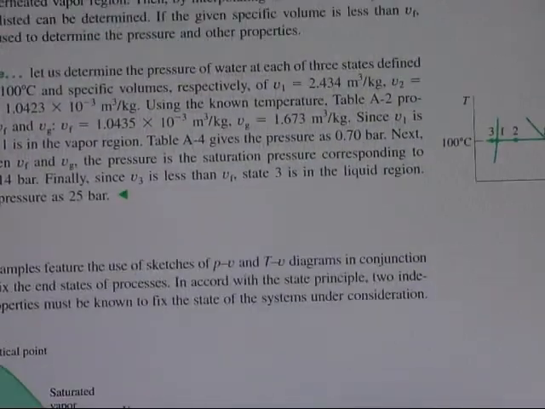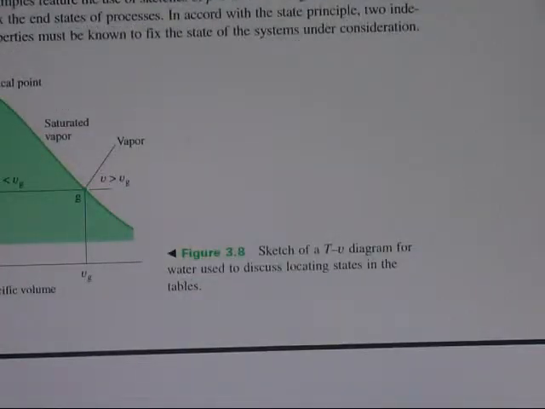So in this case, we can write down the equation. This is the specific volume, liquid state, critical point, and the vapor. So this is the temperature volume diagram for the water.